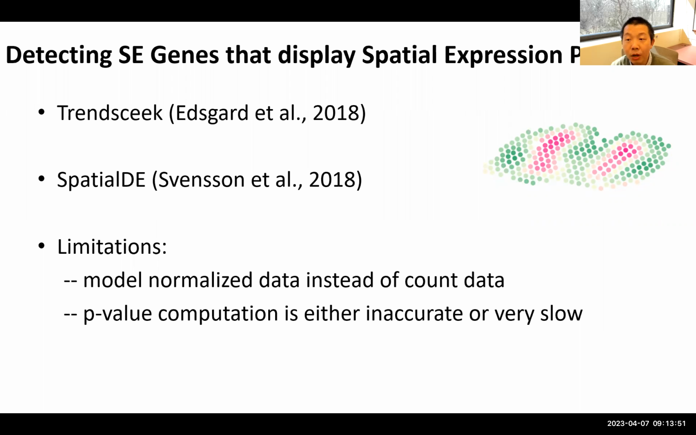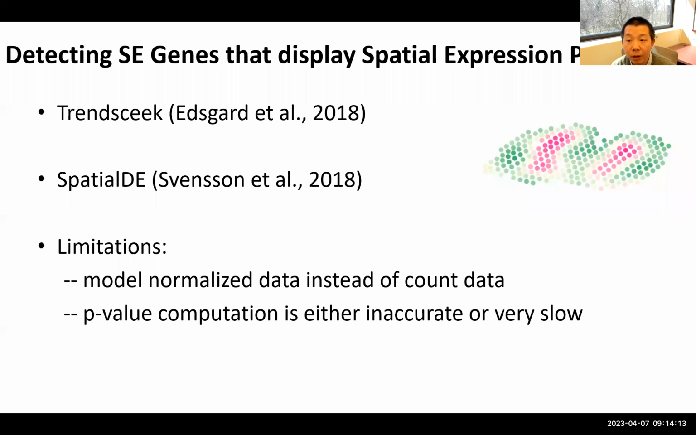But it's modeling normalized data instead of raw counts, so we know that it's going to lose power. And the second main issue is that the p-value computation for this type of model is actually quite challenging. So for TransSeq, it's using a permutation-based approach to compute the p-value, so it's extremely slow. It does not apply to even 10x Visium data.